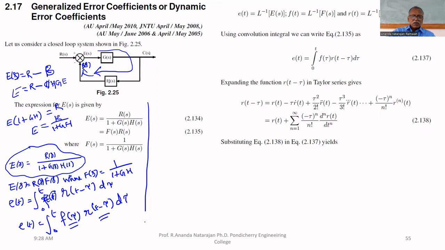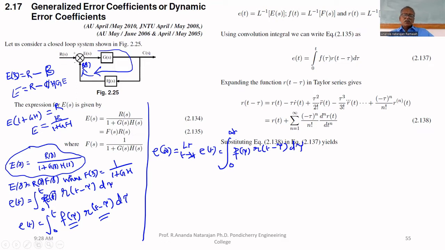What is E of infinity? Steady state error means E of infinity, that is the limit as T tends to infinity of E of T. Wherever you find T, we have to convert this into infinity. So steady state error equals the integral from 0 to infinity of F of tau, R of T minus tau, d tau.